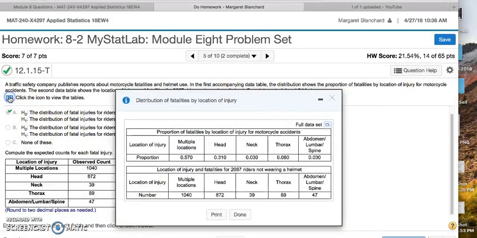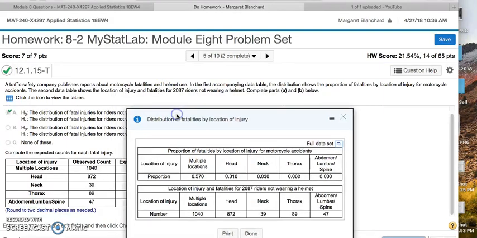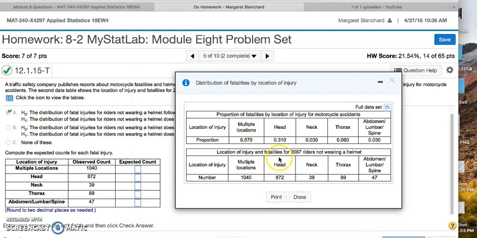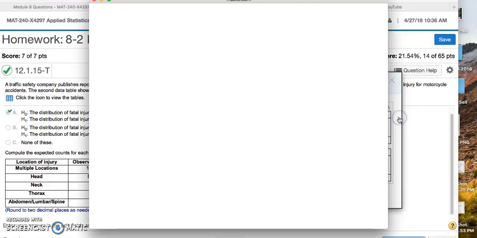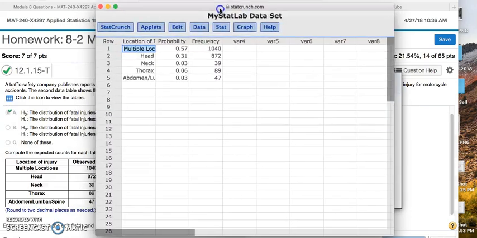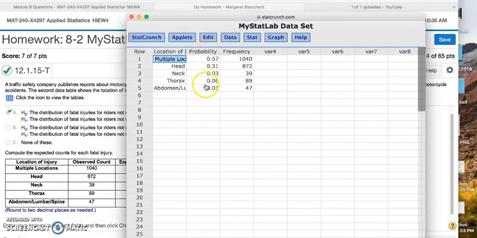Okay, so for the next part, we need to come up with the expected count. So let's use StatCrunch to do that. We could either manually calculate and multiply the proportion of those wearing a helmet times the total number, which was 2,087, or we can use StatCrunch. So let's go through how to do it in StatCrunch, like how we did in number 4. Let's open the data set. Here's the probability, based on motorcycle riders wearing a helmet. The frequency is without a helmet.